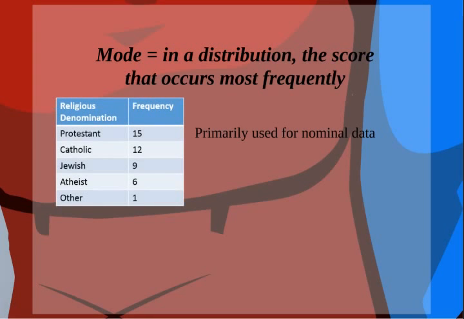Let's take a quick example to understand what the mode is. Let's say we asked a handful of people what their religious denomination is, and we found people who are Protestant, Catholic, Jewish, atheist, and other. Thinking that the mode is the most frequently occurring score, which one would you think it would be? If you said Protestant, you would be correct, because in this case, the most people were Protestant compared to everybody else.